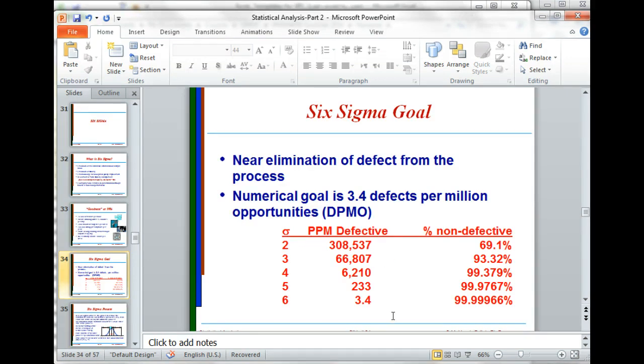Well, not all processes are Six Sigma. There are some processes that are Six Sigma, but a lot of processes could be at 3 sigma or 3.5 sigma.